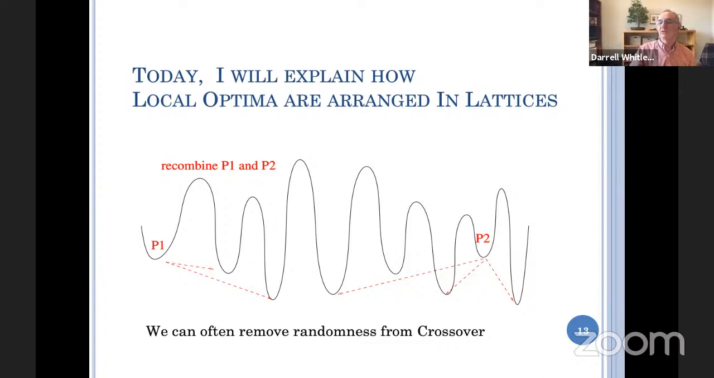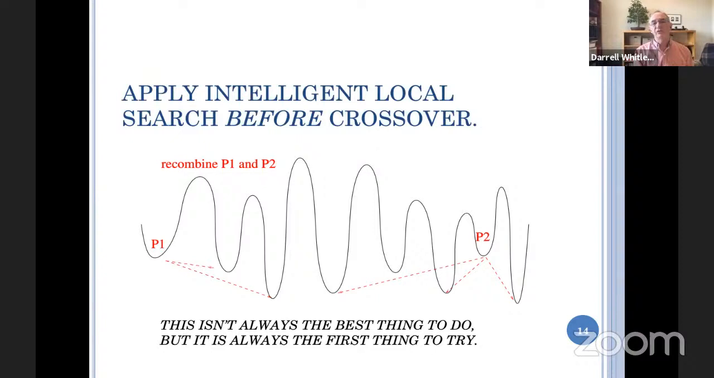So applying intelligent local search before crossover might not always be the best thing to do, but it's almost always one of the first things to try. I would say in the domains I've worked in, more often than not, we end up using local search first and then doing evolutionary computation. Of course, if you think about memetic algorithms or hybrid genetic algorithms, this idea has been around for decades. It's not a new idea, of course.